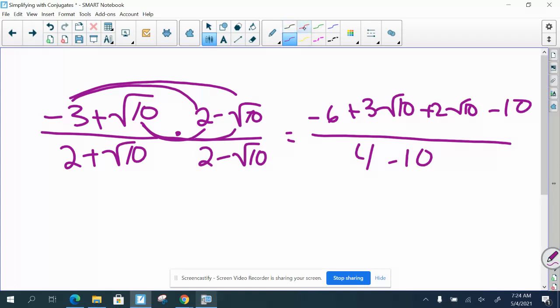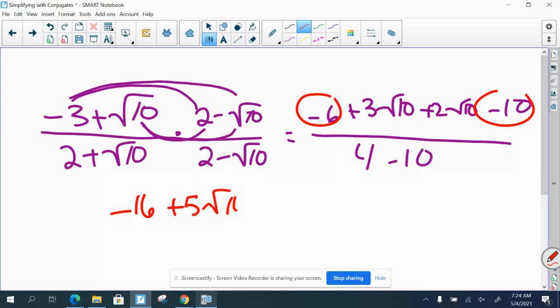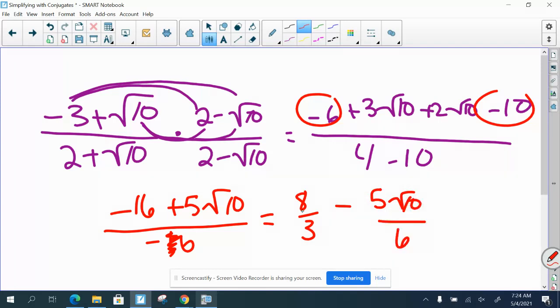All right, so let's simplify some things here. We've got negative 6, and we have negative 10, make negative 16. And then 3 and 2 make 5, so 5 square root 10, because we can add those together since they both have square root of 10. And then the denominator turns into negative 6. So since negative 16 and negative 6 can simplify, we should separate the terms. So 16 over 6 is 8 over 3, so we would have 8 thirds. And then this would be minus, because of the negative 6, 5 square root 10 over 6. So that's how you should write your answer for this one.